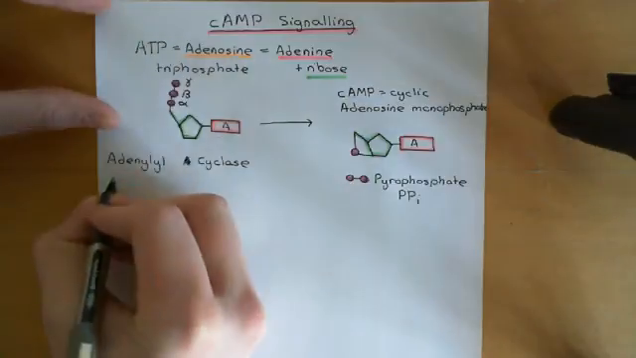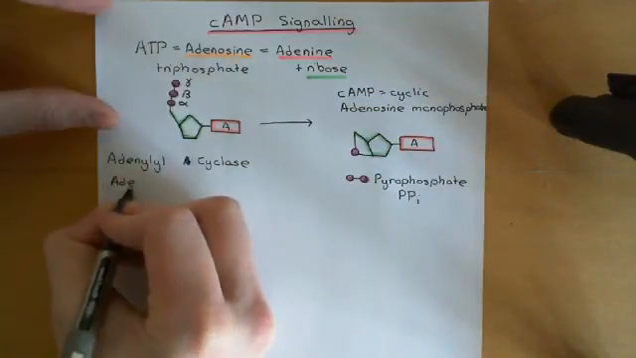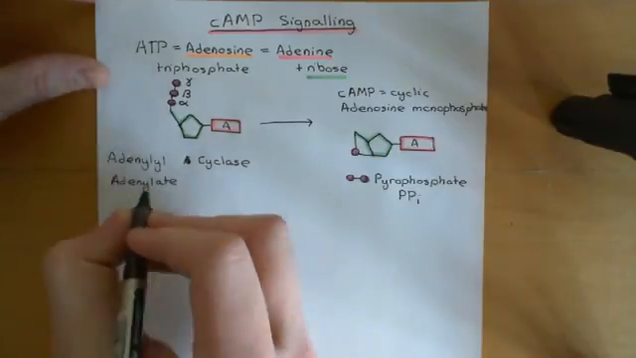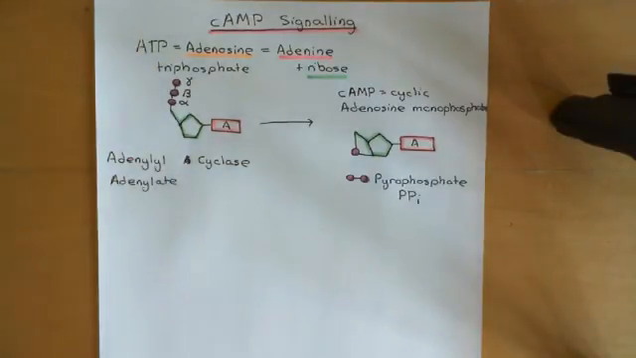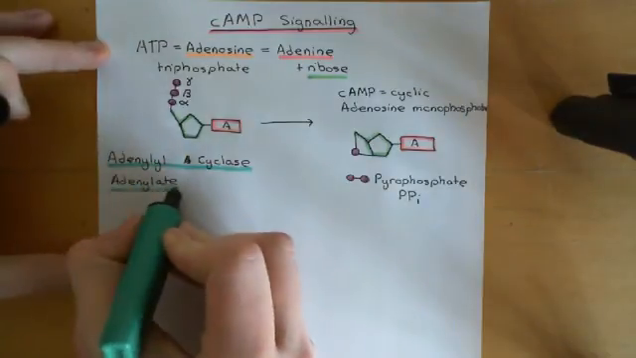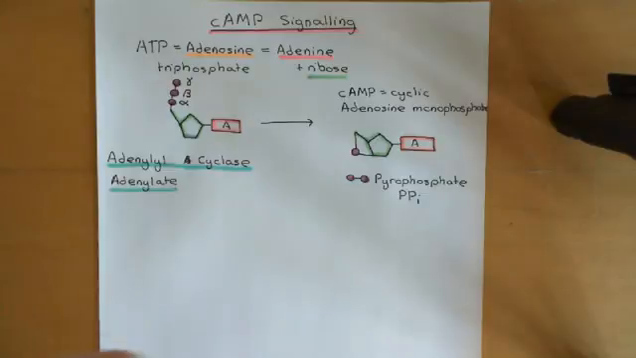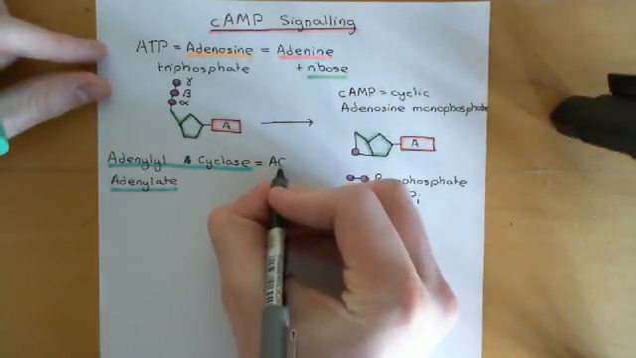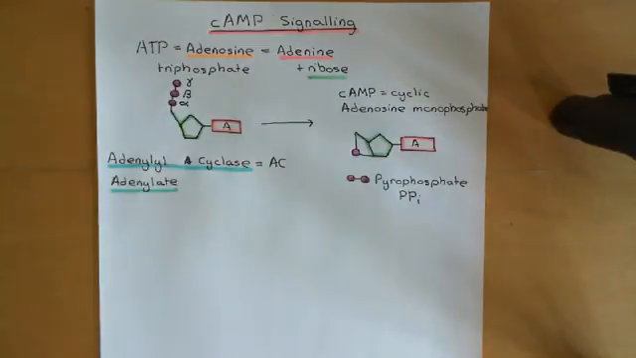You can also hear them called adenylate cyclase enzymes. So if you hear adenylate cyclase, it means exactly the same thing as adenylyl cyclase enzymes. Throughout this video, we will be abbreviating adenylyl cyclase enzymes to AC enzymes, A for adenylyl and C for cyclase enzyme.